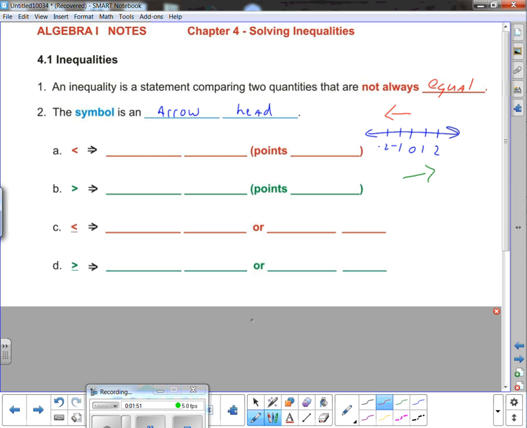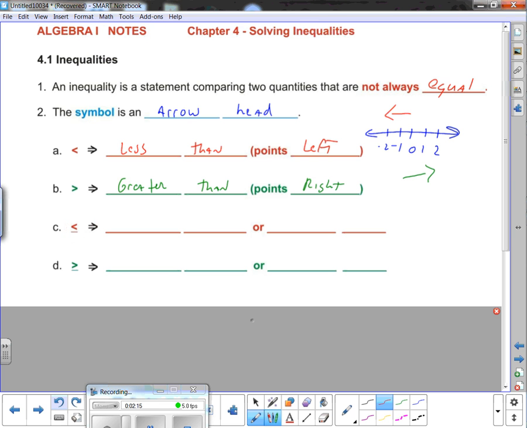So let's go ahead and fill out the chart here. Again, you want to get these correct every time. So this is a less than because the arrowhead is pointing left. Switch over to my green here. The next one is a greater than. And in this situation, the arrowhead is pointing right.